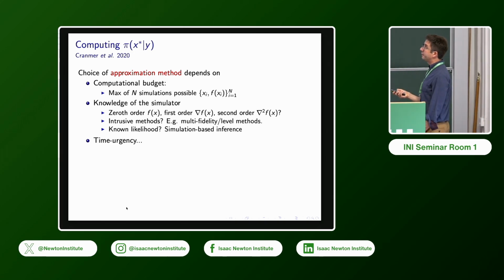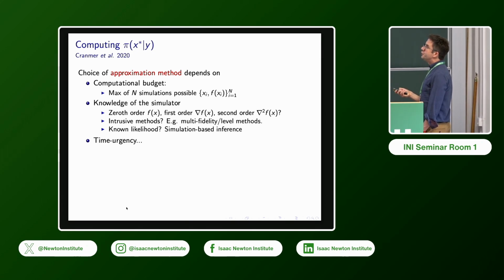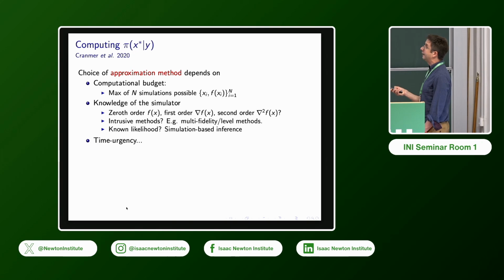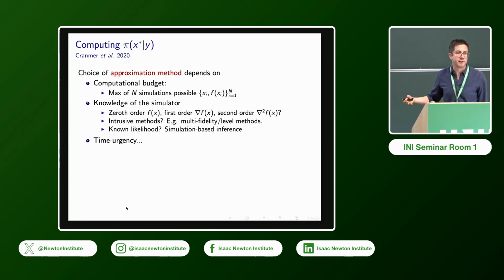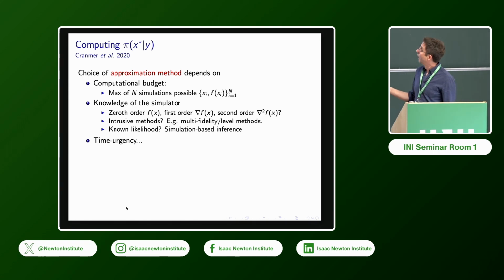The choice of method will also depend upon what we know about the simulator. Do we have to just be satisfied with first order methods or zeroth order methods, or do we know the gradient of the simulator with respect to x? Do we know the Hessian? If we know extra information, we can incorporate those kind of things into our method.